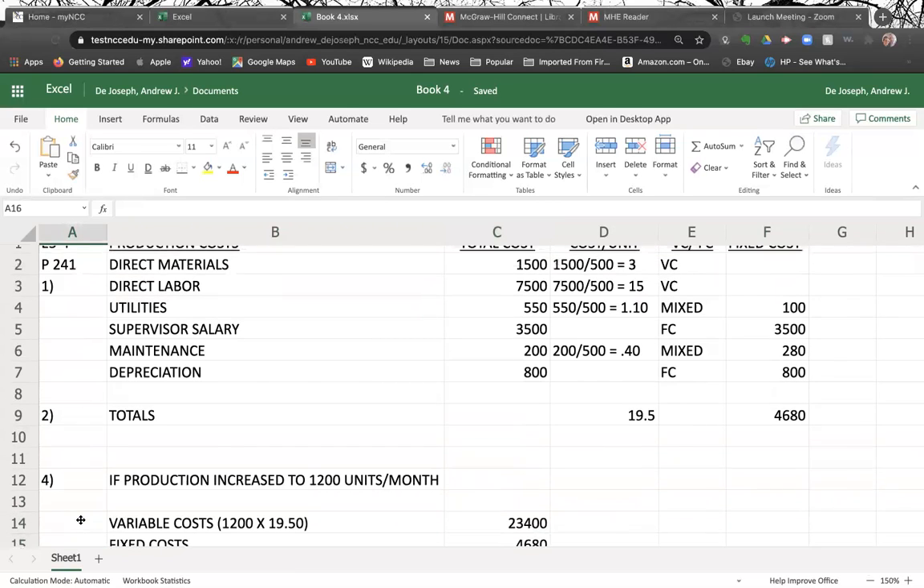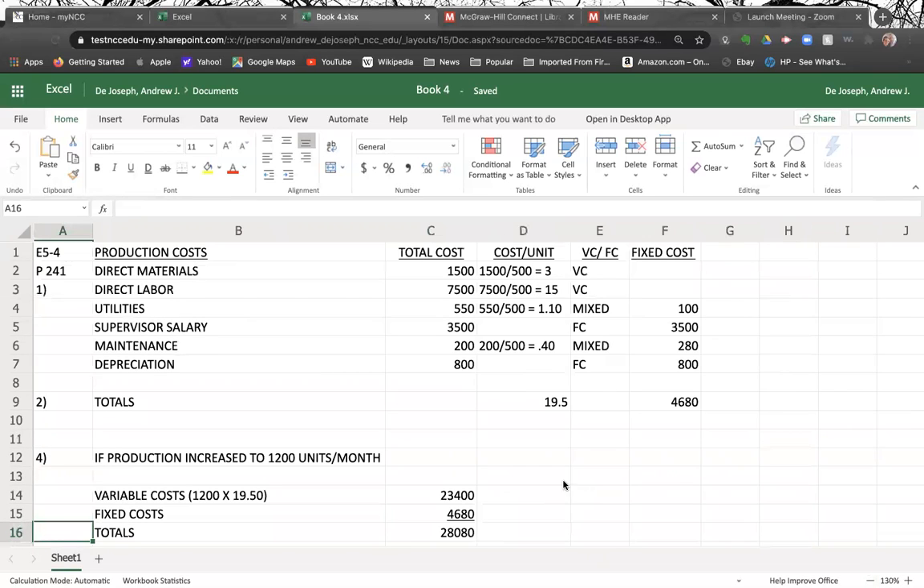So, a nice little problem. It's not very long, but I think it proves a couple of points. It helps you to distinguish between variable and fixed. It helps you to calculate total fixed costs. It helps you to come up with per unit amounts for the variable costs, based on the 500 units of production. Then it extrapolates to what happens if the level of production increases.